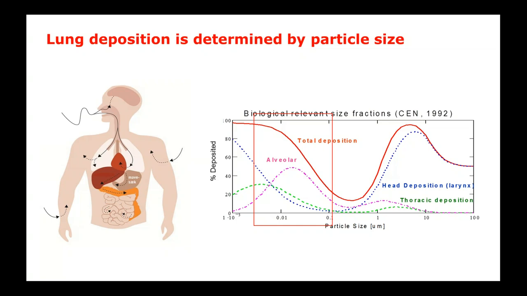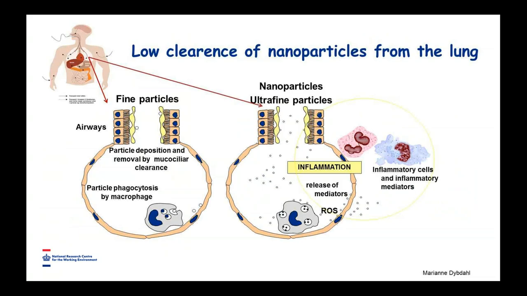And this makes a huge difference to how fast the particles are removed from the airways again. So here we zoom into the alveolar region. When fine particles are inhaled, they will deposit in the upper airways, in the bronchi and the bronchioles. And here we have small ciliated airways. The mucociliary escalator will transport the particles up into the throat, where we will swallow the particles, and they will be removed from the lungs and go through the GI system. So this clearance happens very fast, within, say, 24 hours.